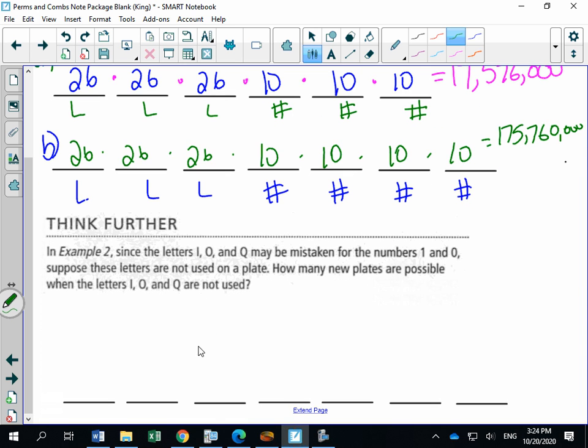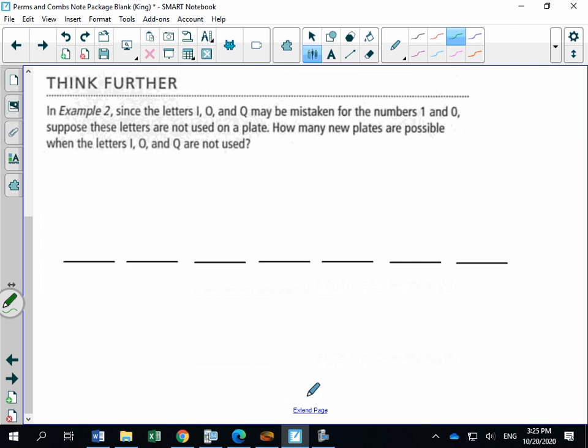In example 2, it says, since the letters I, O, and Q could be mistaken for the numbers 1 and 0, right? Sometimes you don't know if that's a 1 or an I, or if that's a 0 or an O. What they did is it says, suppose these letters were not used on the license plates. How many new license plates are possible when the letters I, O, and Q aren't used? So let's say we were doing the new license plates. Oh yeah, because it says right here, new license plates.